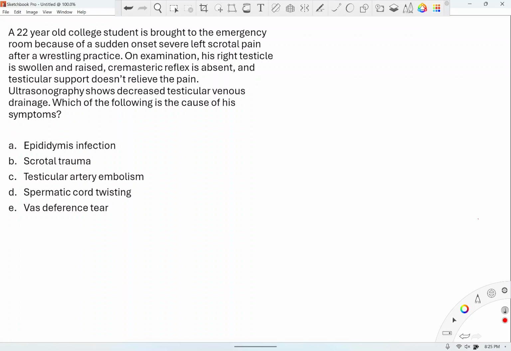Is it epididymis infection? Is it scrotal trauma? Is it testicular artery embolism? Is it spermatic cord twisting? Is it vas deferens tear? Let's diagnose this first. What are we looking for? What do we have here? Let's highlight some of the main symptoms.